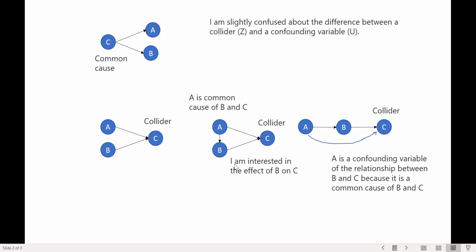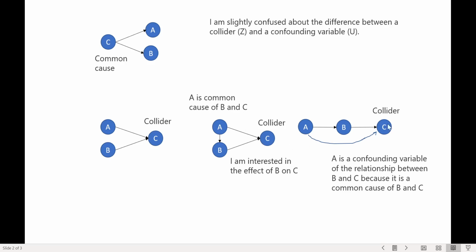Now, let's say we are interested in the effect of B on C. So that's the effect that we are interested in. Okay, in that case, then A is a confounding variable. Why is it a confounding variable? Because it's a common cause for the two variables I'm interested in. I'm interested in B and C, and A is a common cause for both of them. So, in this case, A is a confounding variable.